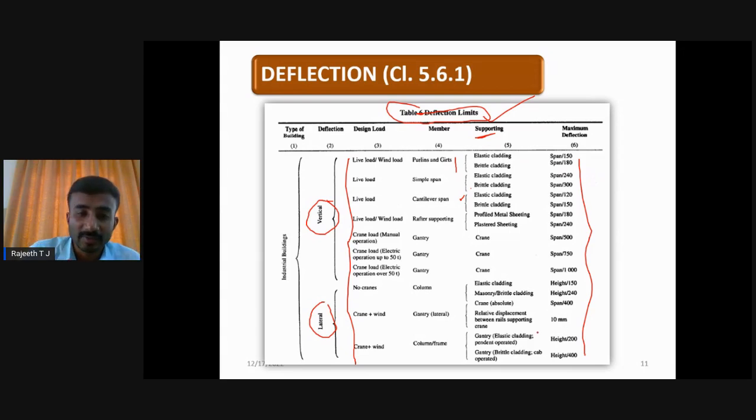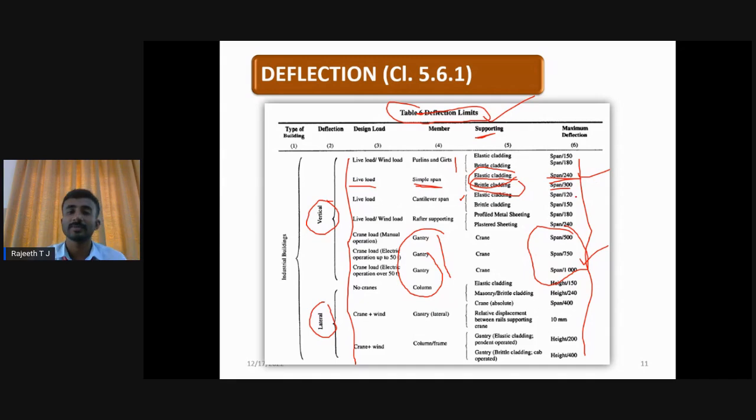Here we need to remember, for gantry and gantry girder, these values: span by 500, span by 750, span by 1000. Sometimes they will ask a 1 mark direct question here. And also for live load, for a simple span building, we should take span by 300 if it is brittle cladding. If it is elastic cladding, we can go for span by 250. So you should remember these values, the allowable deflection according to IS 800:2007.